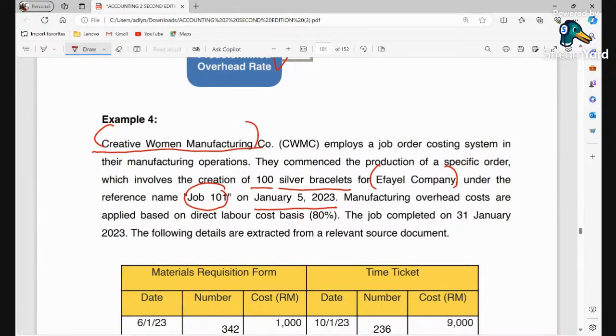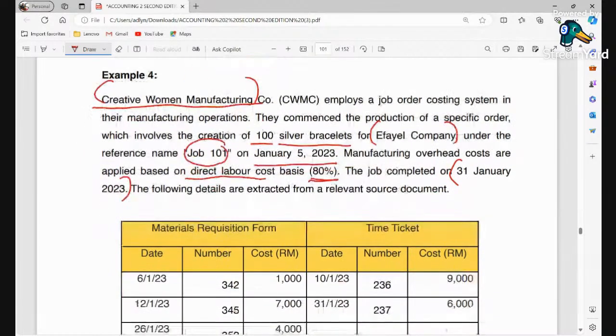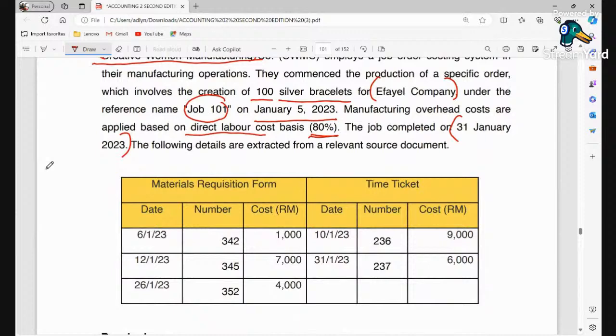Okay, manufacturing overhead cost, kita akan guna basis direct labor cost. POR diberi ialah 80%. Okay, job ini akan siap pada 31 Januari 2023. You terima order Januari 5, you akan siap kerja 31 Januari. Okay, so apa saya kena buat dulu? Benda pertama kena buat ialah isi material requisition form. Okay, so bila tarikh material requisition form tu? Tengok soalan lah. Alright. Okay, so dia bagi tahu details are extracted from the relevant source document.